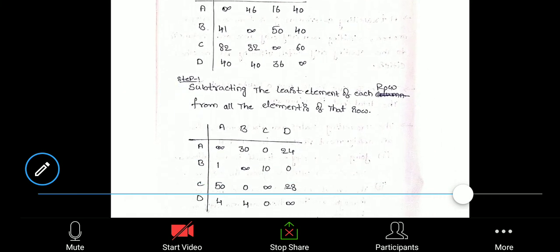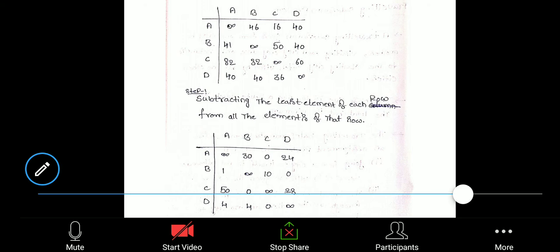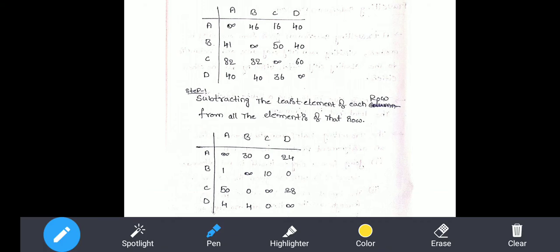So first row. Now listen carefully. In that first row, for the minimum, you should not consider the infinity; you can take it as some unknown element. So here, the least element will be 16. 16 will be subtracted from the remaining elements in that row. So 46 minus 16 will be 30. 16 minus 16 will be 0. 40 minus 16 will be 24.